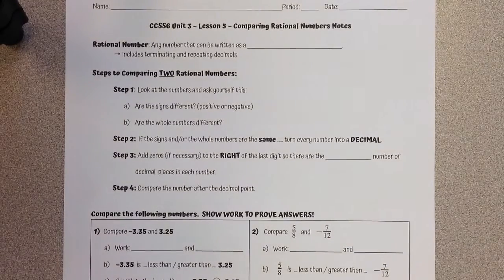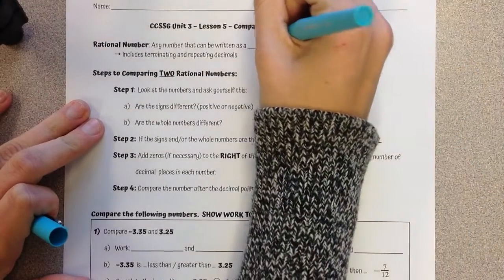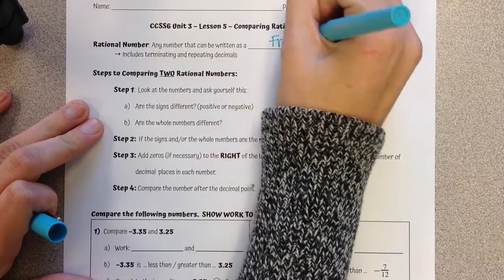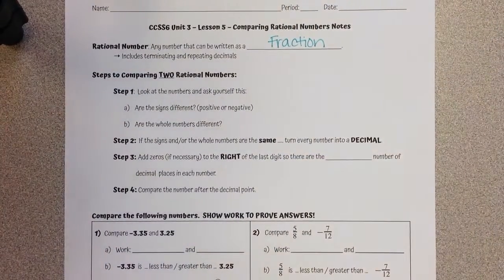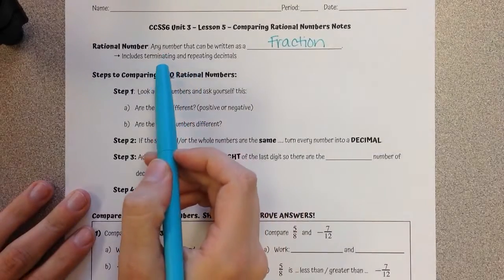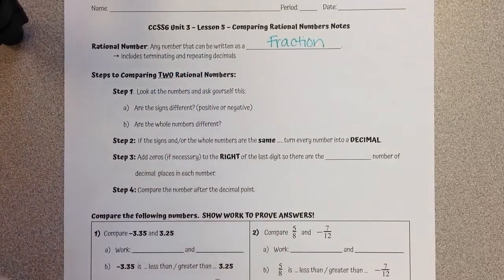Today we're going to be talking about comparing rational numbers. A rational number is any number that can be written as a fraction. Basically, negative numbers and positive numbers can have terminating and repeating decimals included in there. Versus integers, which are just your counting numbers: 1, 2, 3, 4, -1, -2, -3, -4. Now we're adding in fractions and decimals.